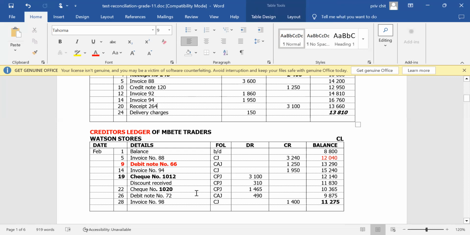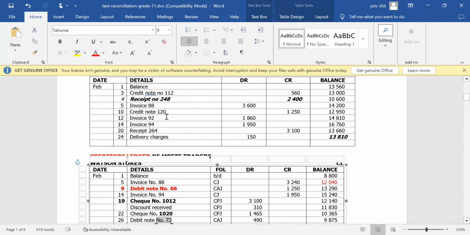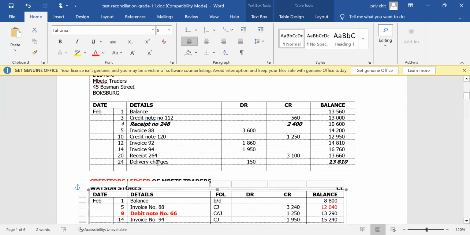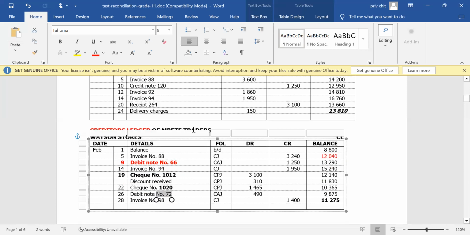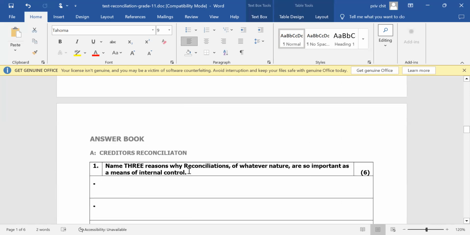Then let's see. Debit note number 72. I'm not seeing it here on the statement. Do you see it? Yeah, I also don't see it. So meaning to say it's an omission on their side. They forgot to record it. So it means it's supposed to be reducing, all right? The creditor statement. So we're going to say debit note number 94, right?